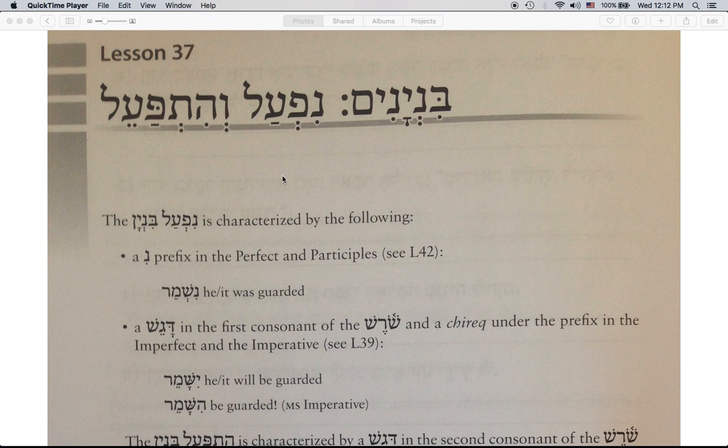So the hitpael and the nifal binyanim are introduced in lesson 37. The nifal adds ni onto the front of the root. The hitpael adds hit onto the front of the root, as well as the a sound. And there is a dagesh, even though we don't see the dagesh spelled out here in hitpael, because the ayin is a guttural, and gutturals don't take dagesh, as we know. So lesson 37, we can learn about two new binyanim, nifal and hitpael.